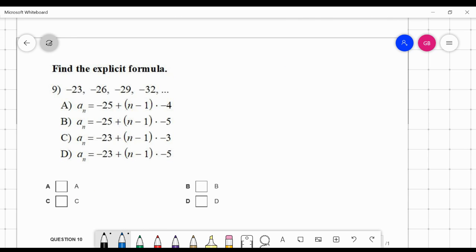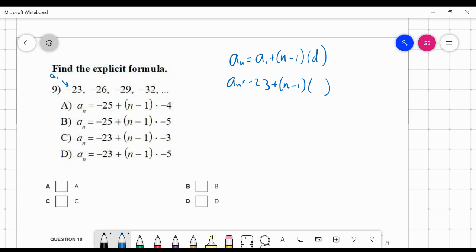Find the explicit formula. So we're going to take this sequence and make a formula out of it. Okay, so here's the formula again. And we just leave it as n. That's part of the formula. Here's the first term, a1. So it has to start with negative 23. And minus 1 is part of the formula.